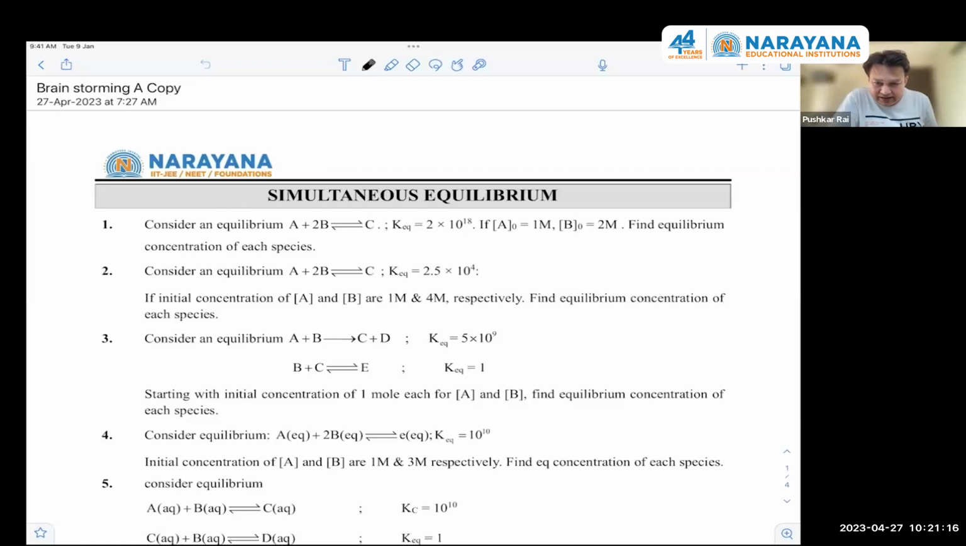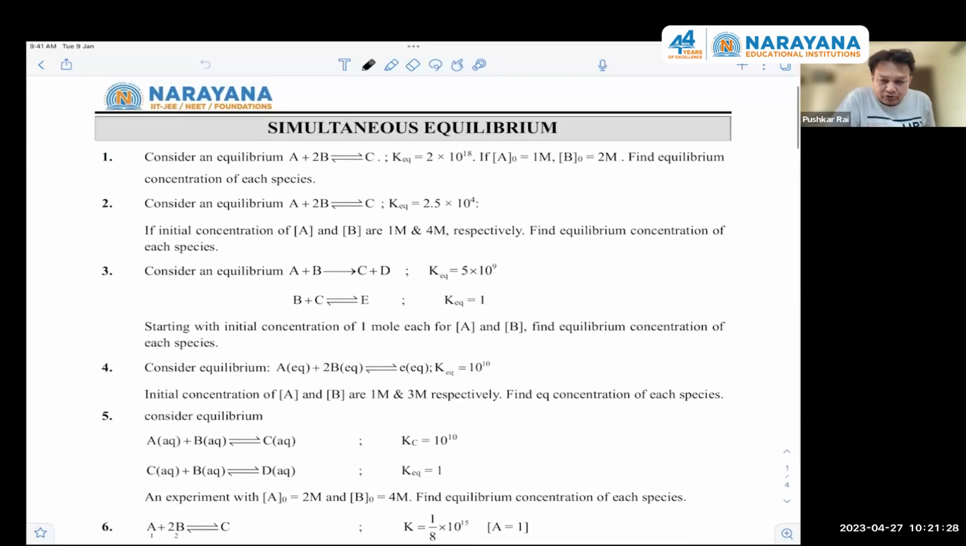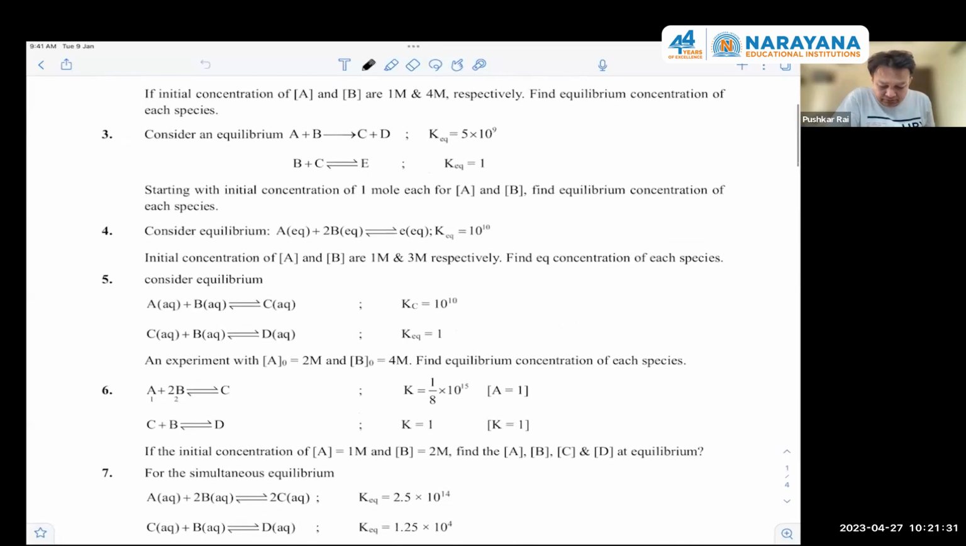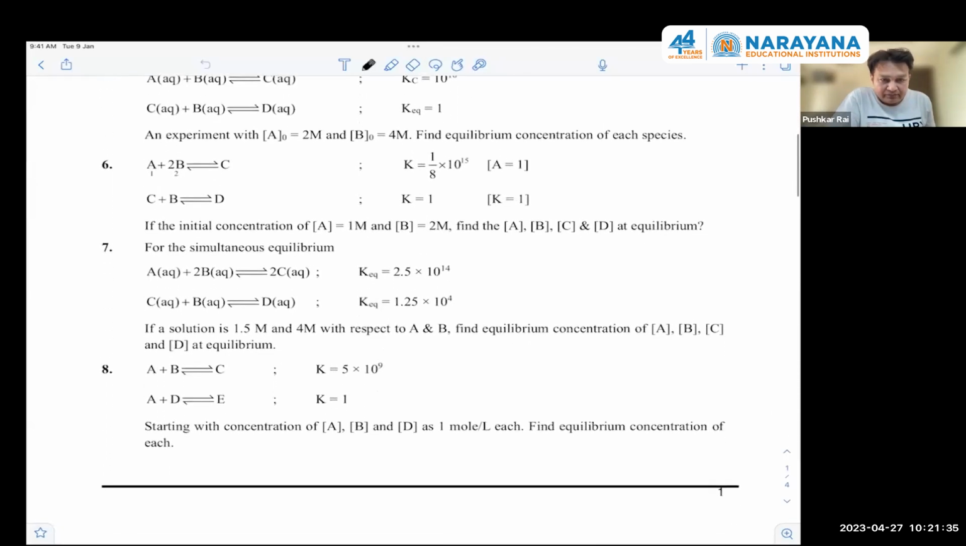See this ionic equilibrium. I think who asked for ionic equilibrium? Karan. See, I always start ionic equilibrium with simultaneous equilibrium, because if you do simultaneous equilibrium, ionic equilibrium is very easy. So you see these standard questions are there. They're very nice questions, standard questions of simultaneous equilibrium.